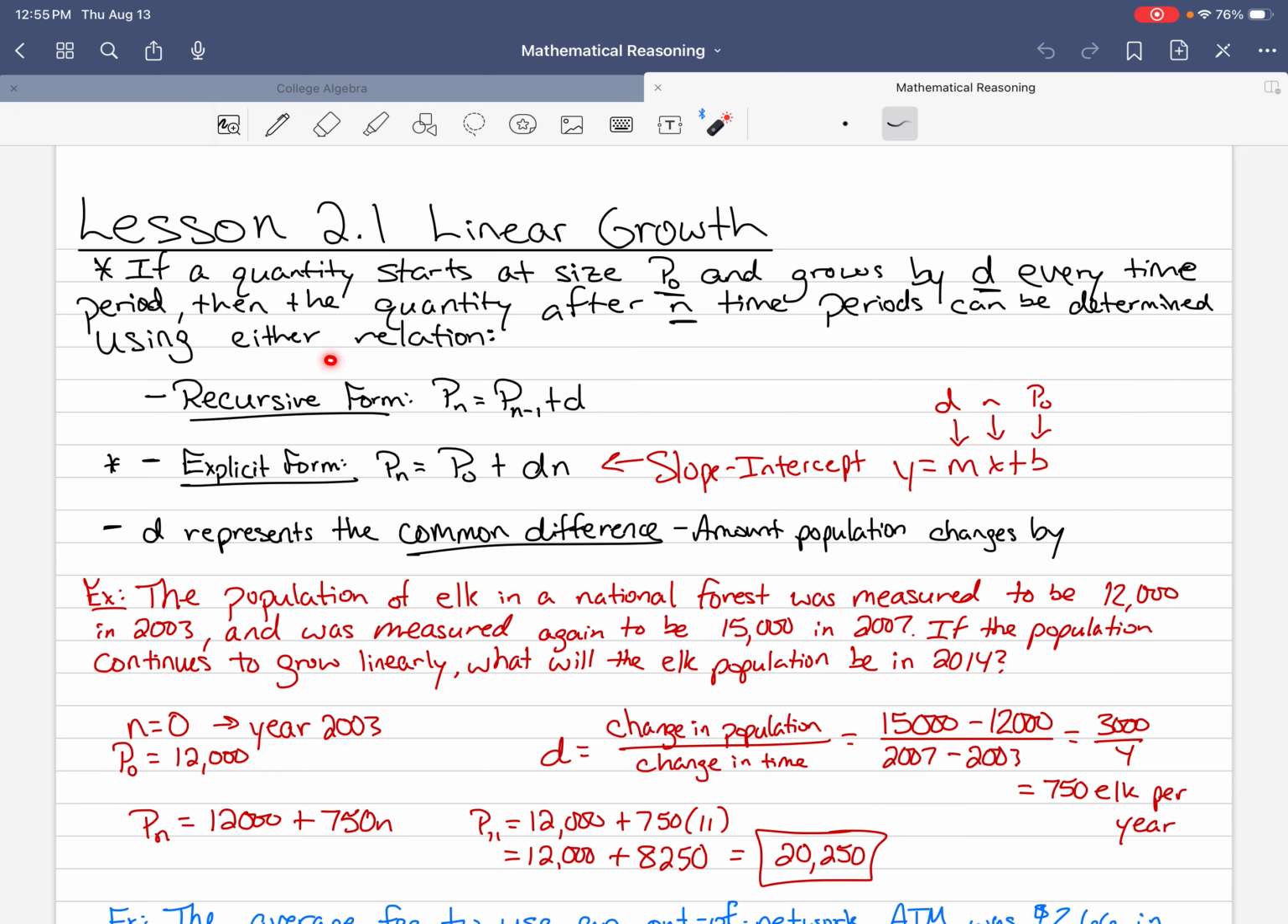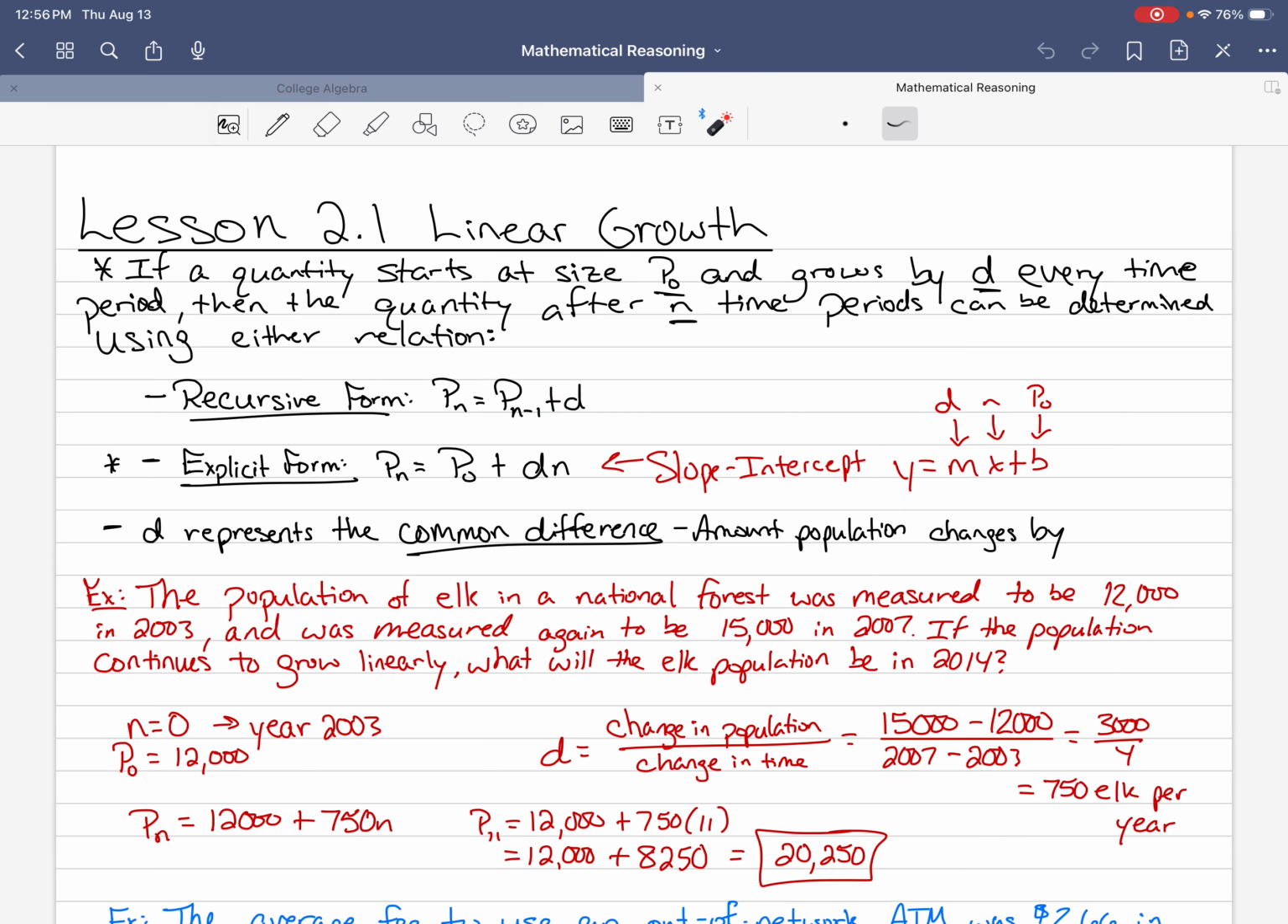So the recursive form of this would be you take the previous term and you add whatever that difference is. Like say you're going up by 3 each time. I would take whatever my previous number is and add 3 to that. And I would keep repeating the process over and over again.